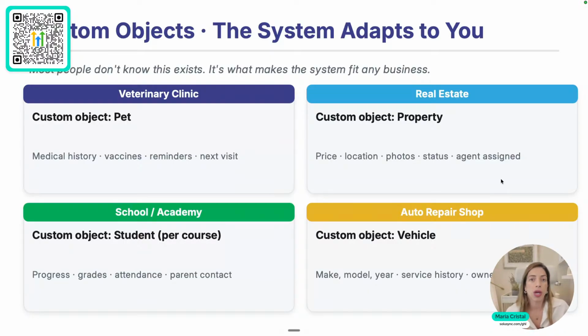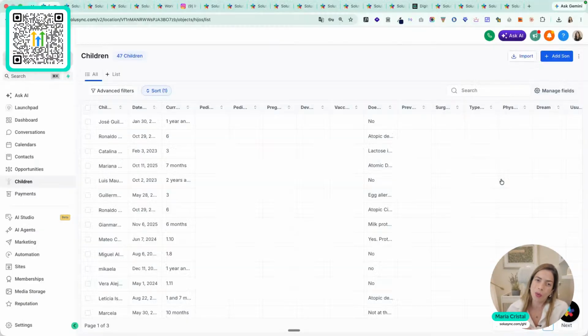Or maybe it's real estate. So the custom objects will be each property. And inside the property, you will know their pricing, their location, the photos, the status. The same, and the example I use is for a school where the parent becomes the contact, but the students, you only want to know this information, okay? So you basically adapt the system to your business and not the other way around.